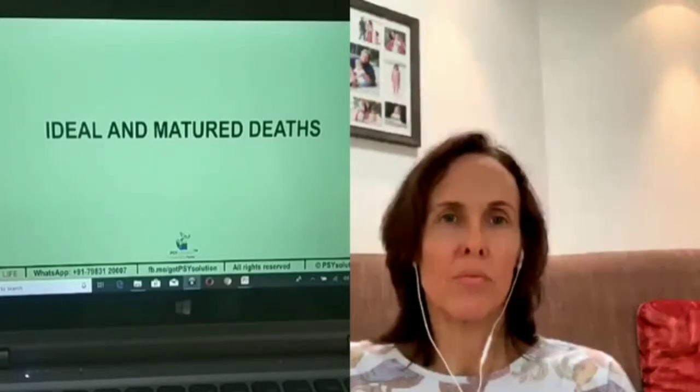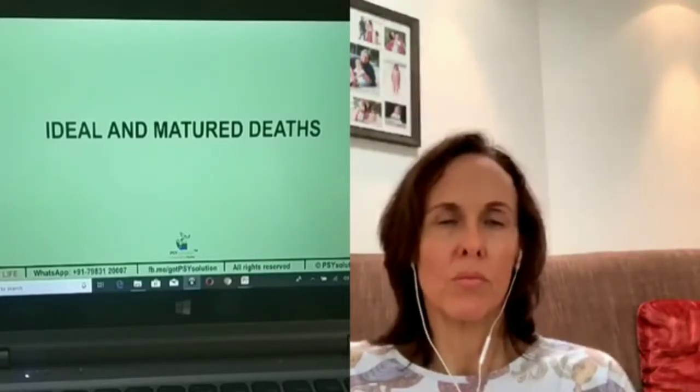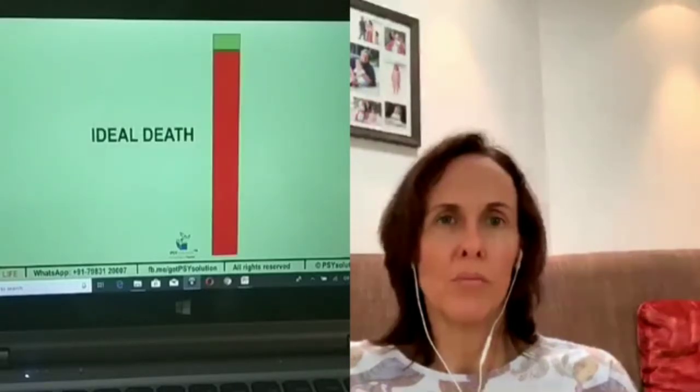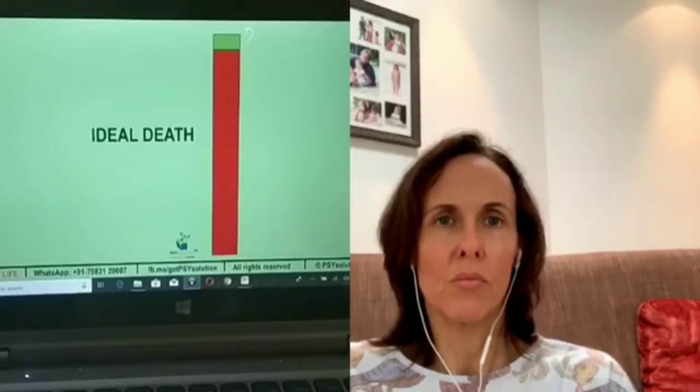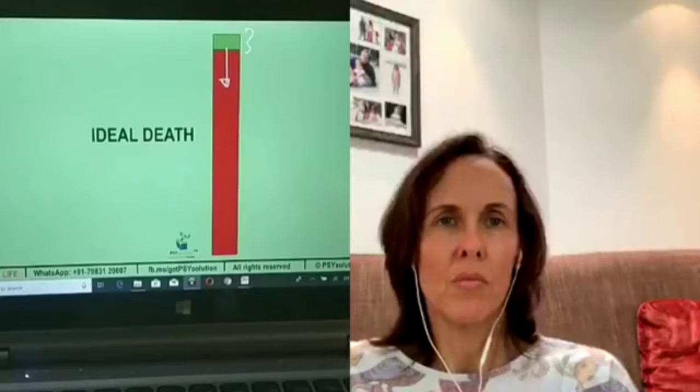Now let's look at the ideal death and the mature death. There is a difference between them. The ideal death is this, wherein you see a green portion at the top of the quotient, at the top of the moment, and there you are able to observe that you are going to die. It's a conscious death. This is the ideal death. But ideal death is kind of hypothetical at this point in time.